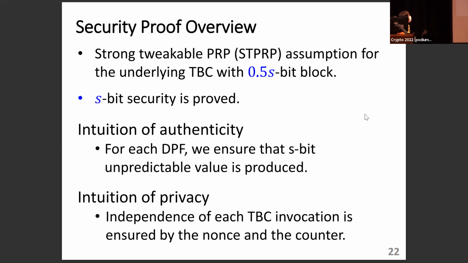And the security proof was done by my co-author Yusuke Naito. And this summarizes some intuition of the proof. The assumption is strong tweakable PRP for the underlying tweakable block cipher. And the result is S-bit provable security.